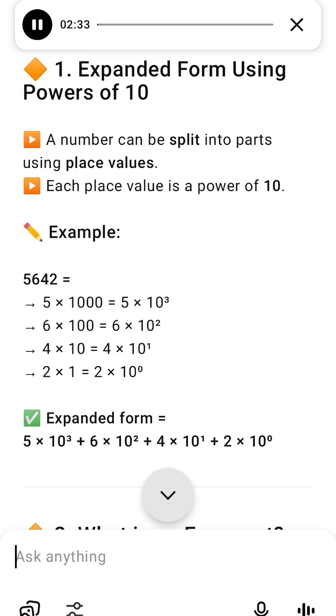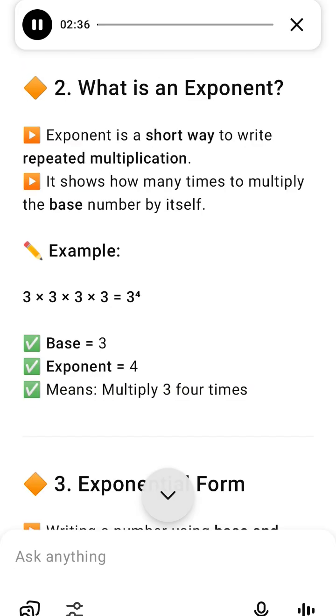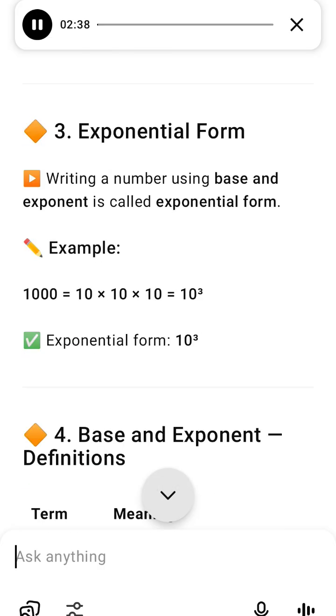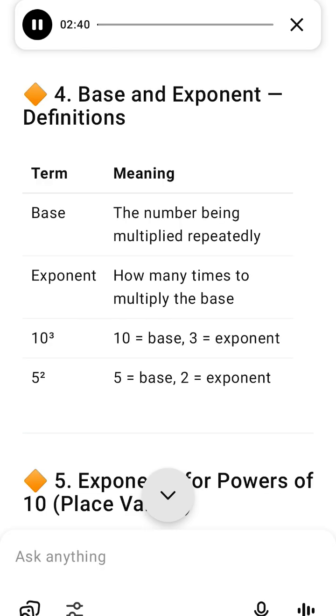8. Powers of 1 and 0. Any number to the power 0 is 1: a to the power 0 equals 1, where a is not 0. Any number to the power 1 is the number itself: a to the power 1 equals a. Examples: 5 to the power 0 equals 1, 10 to the power 0 equals 1. 7 to the power 1 equals 7, 2 to the power 1 equals 2.